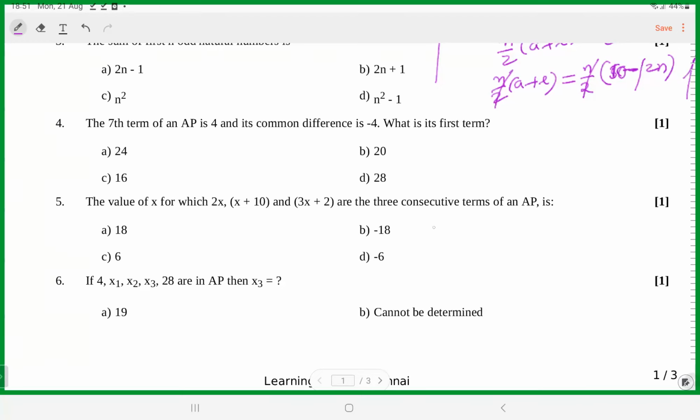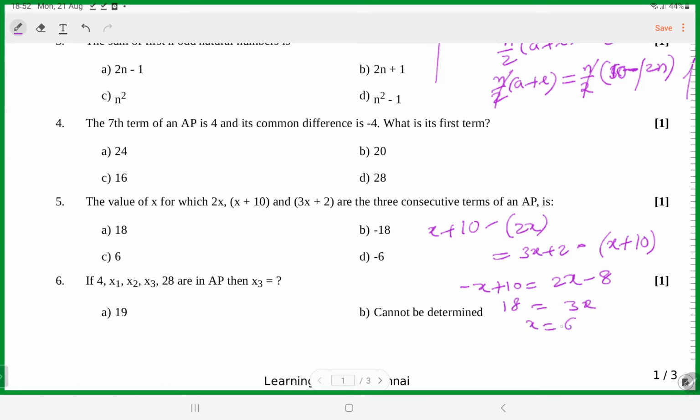So x plus 10 minus 2x equal to 3x plus 2 minus x plus 10, meaning minus x plus 10 equal to 2x minus 8. 3x equal to 18, x equal to 6. X equal to 6. Okay. Same value you got or something different?